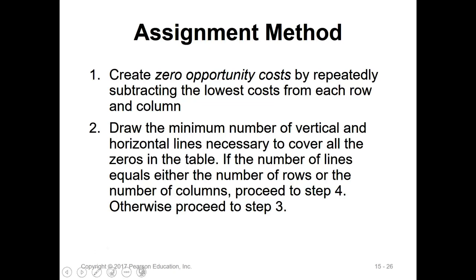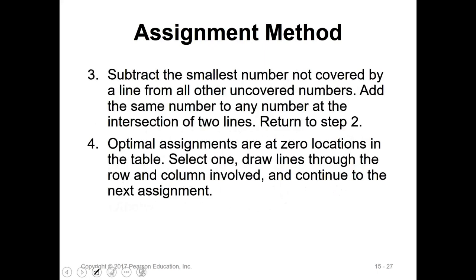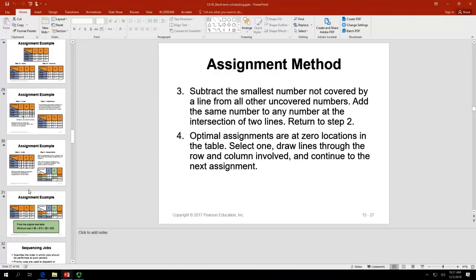So that means the number of lines is not equal to the number of rows or the number of columns. We need to go to step 3. So subtract the smallest number not covered by the line from all other uncovered numbers. So let's see how we return to step 2. Go to the next one.